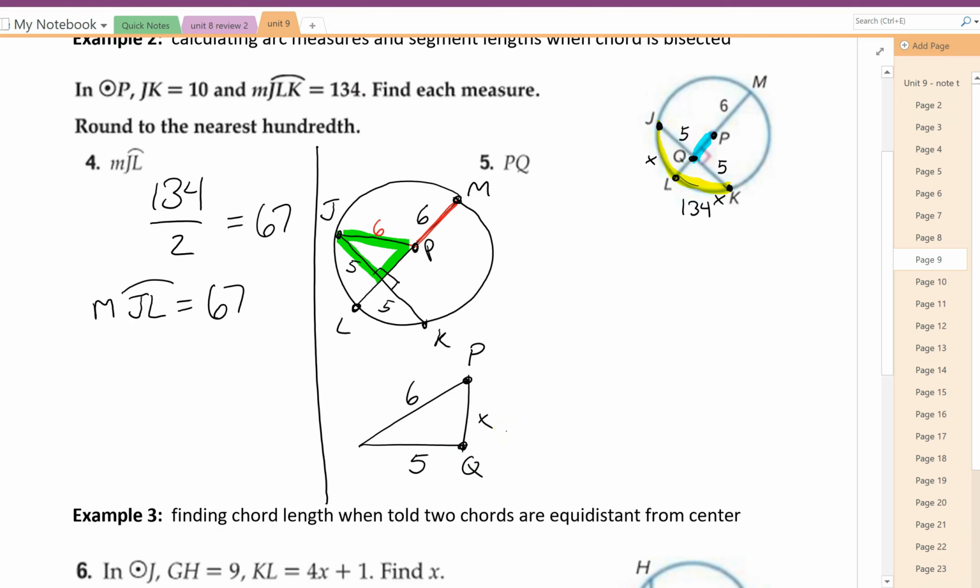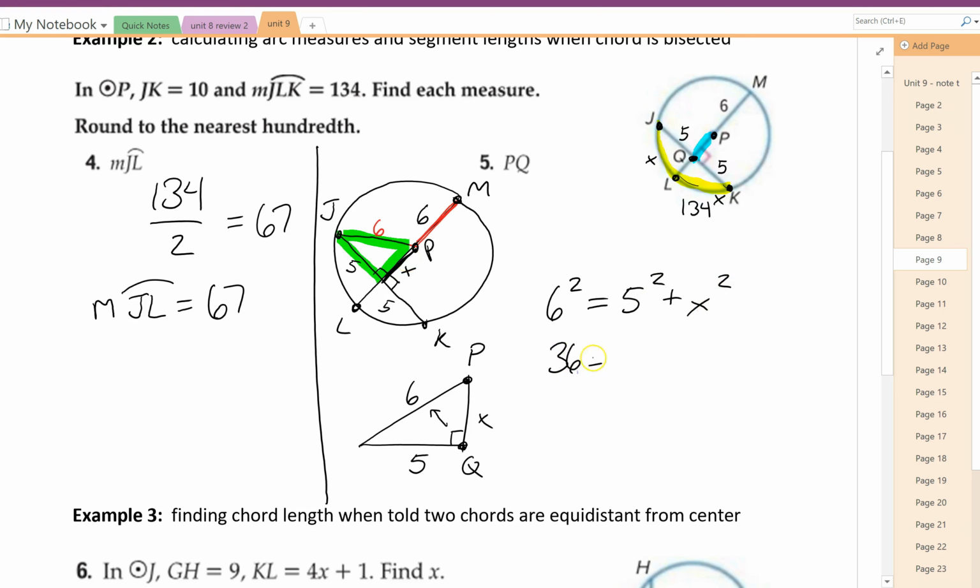So that side right there, P to Q, is the one that I don't know yet, and that's what I'm going to solve for using the Pythagorean theorem. First thing I always have to do is figure out which side is C, and C is always the one across from the right angle. So I'm going to have 6 squared by itself on one side equals 5 squared plus x squared. And whatever I determine x to be, that's the length of PQ.